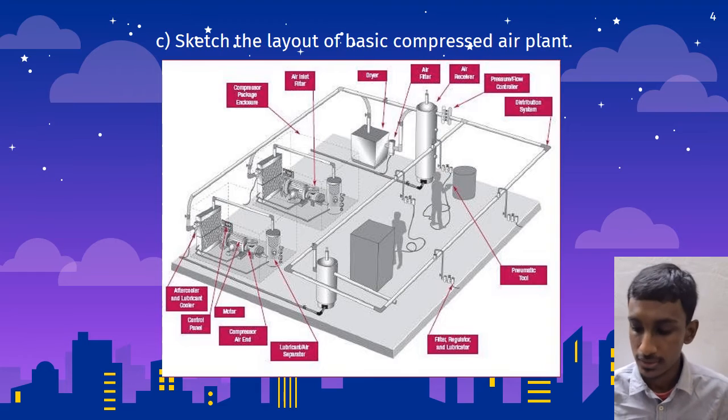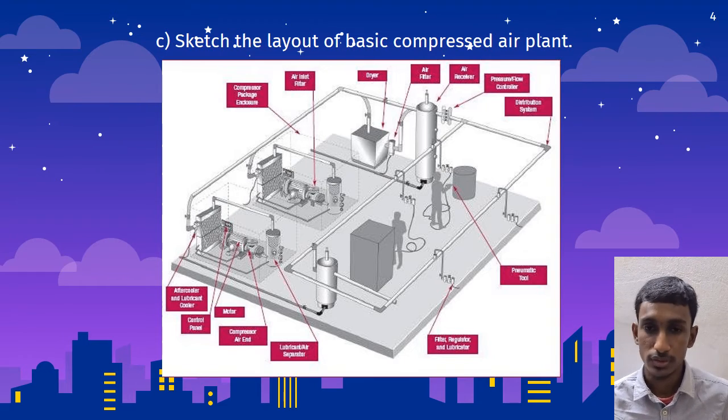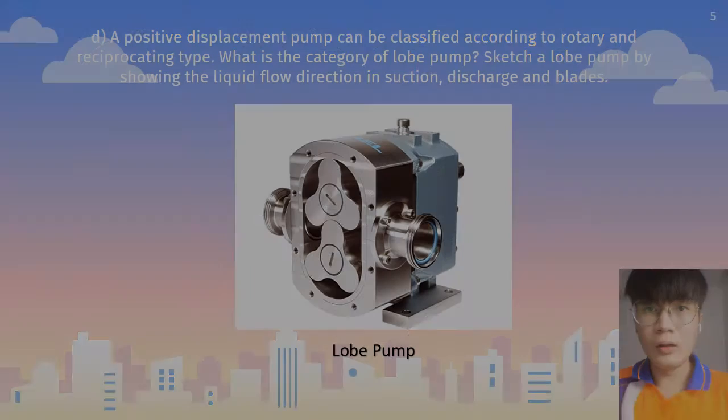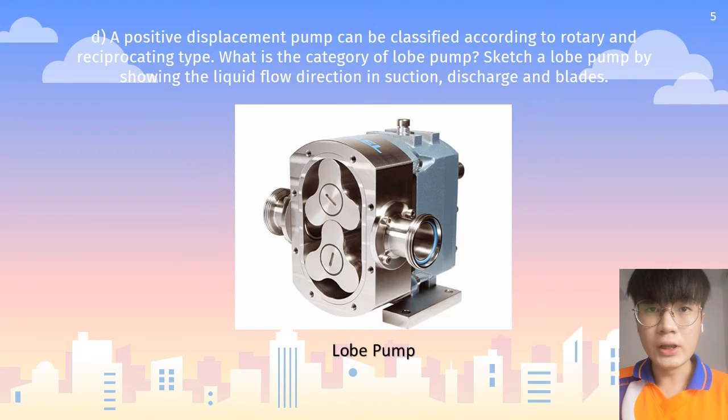Question C. Sketch the layout of the basic compressed air plant. So the slide shows the basic layout of the compressed air plant. Question D. A positive displacement pump can be classified according to rotary and reciprocating type. And this is a picture that shows a rope pump.